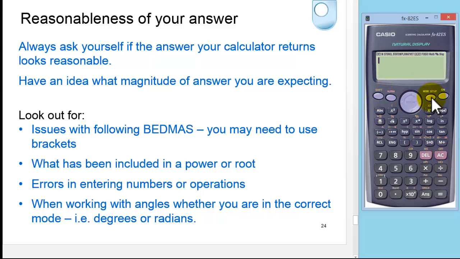To go back to normal mode, I can just press Shift, Setup, and then 8, and then a 1, and that's put us back into the standard mode for the calculator.